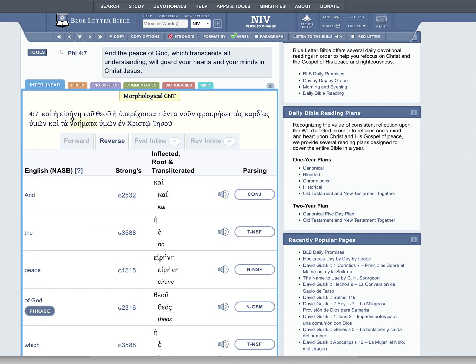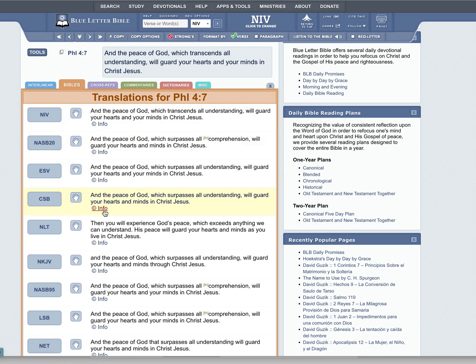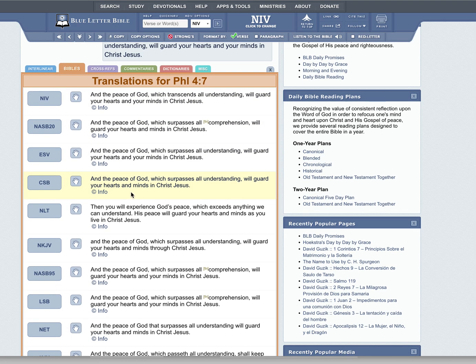Then you go here, verse 7. You could do the same thing. What did the Bible say? And the peace of God, then you will experience God's peace, which exceeds anything we can understand. His peace will guard your hearts and minds. So looking at different translations just helps you understand it a little bit better.